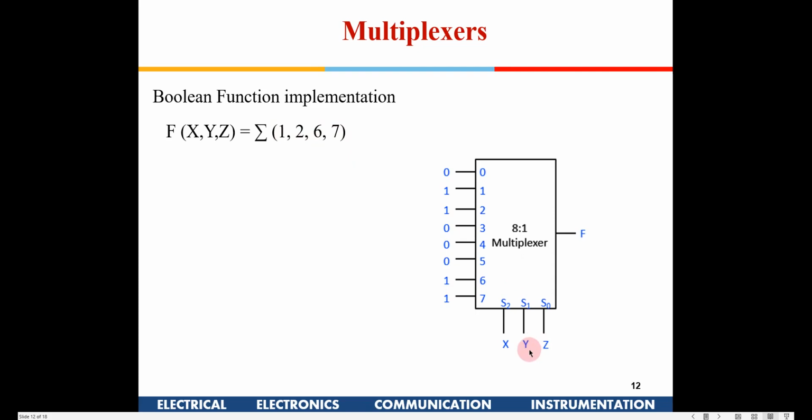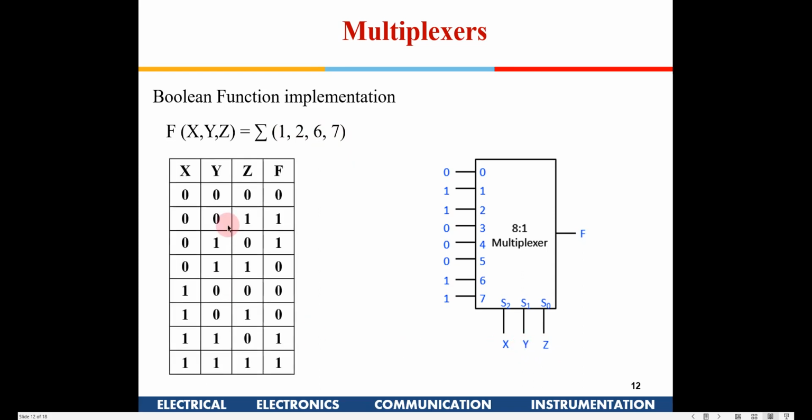That means I am going to use the select lines as the input combination, right? So if you see, when xyz is 0 0 0, then f is 0. So when I give 0 0 0 here, what happens? The 0 line is going to get connected to f. So I will put a 0 at the 0 pin out here, right? Similarly, if I have 0 0 1 here, f has to be 1, so I put a 1 here.